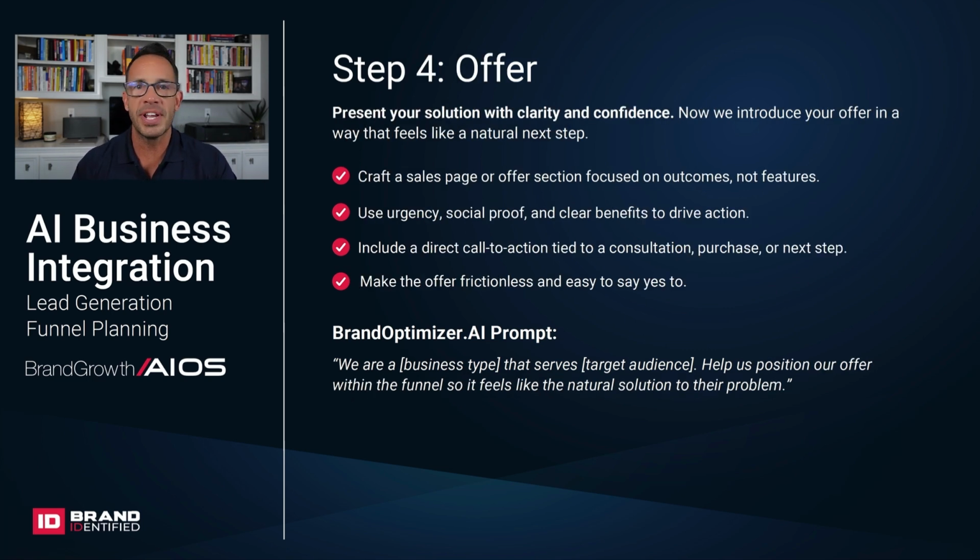Step number 4 is to offer. Present your solution with clarity and confidence. Now we introduce your offer in a way that feels like a natural next step. So craft a sales page or offer section focused on outcomes, not features. Use urgency, social proof, and clear benefits to drive action. Then include a direct call to action tied to a consultation, a purchase, or the next step, and make the offer frictionless and easy to say yes to. And then I've given you another BrandOptimizer.ai prompt to help you out with step number 4.